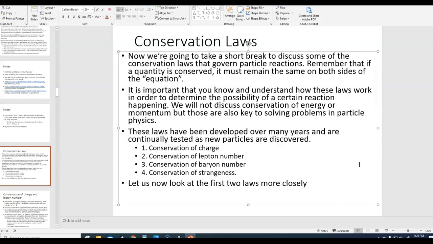These are some of the conservation laws we're going to be using to solve problems: conservation of charge, conservation of lepton number, conservation of baryon number, and conservation of strangeness. The last two we'll talk about later. For now, let's only focus on the first two. Over many, many years of looking at different reactions and seeing what's possible and what's not, we've come up with these rules that allow us to predict whether or not a reaction is possible. So we will start by looking at conservation of charge and conservation of lepton number.